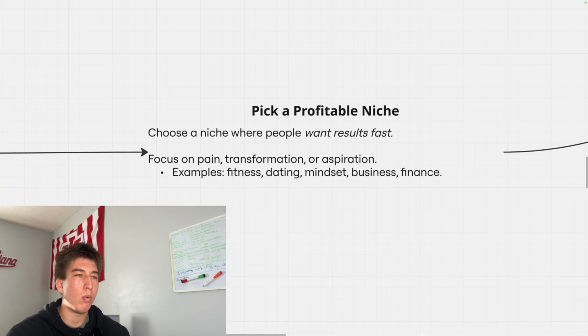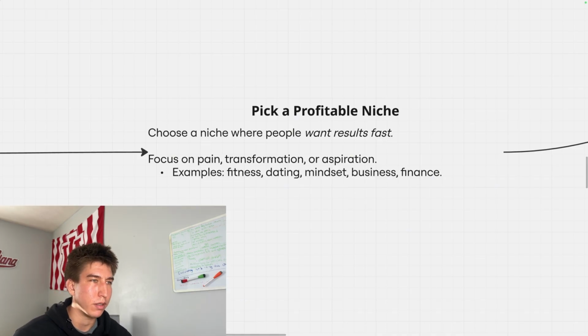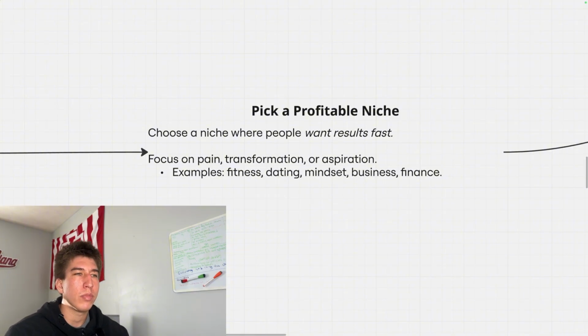Choose a niche where people want results fast, so you can focus on pain, transformation, or aspiration. Examples would be fitness, dating, mindset, business, finance. So for example, with dating, right? If you created a theme page around dating, you could put out content, just posting reels that are attracting people that are interested in dating. And there's so much content out there on dating, so many people interested in getting better at dating. Say with mindset, business, finance, fitness, you can attract millions of people.